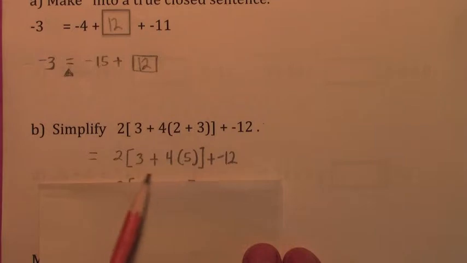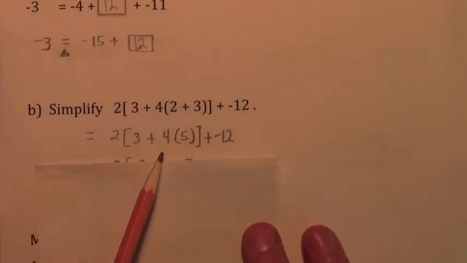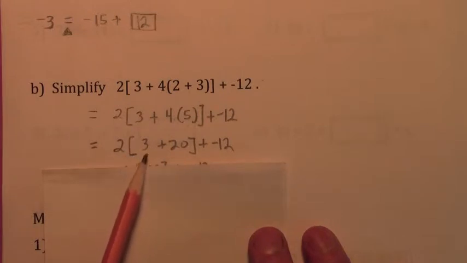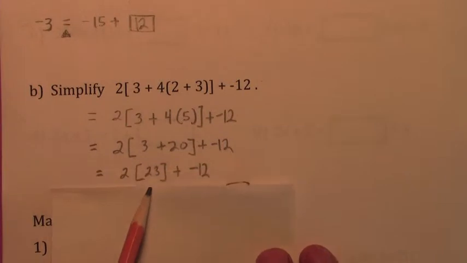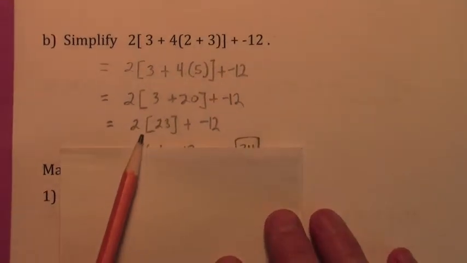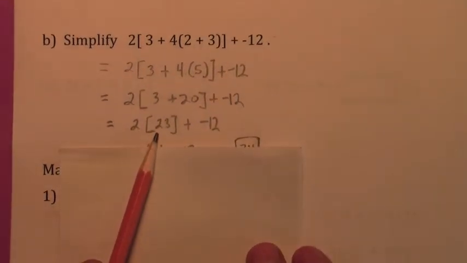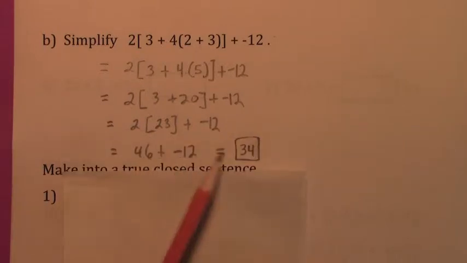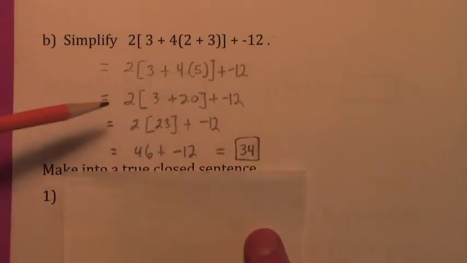Notice you write the whole problem down. Then inside the square parentheses, you see 3 plus 4 times 5. You do the multiplication next, right? And that's a 20. So let's read it back. 2 times the quantity 3 plus 20 plus negative 12. Work inside the parentheses, you get 23. So now we have 2 times 23, which is 46, right? So 46 plus negative 12, you get 34. So we're going to practice more of those also.